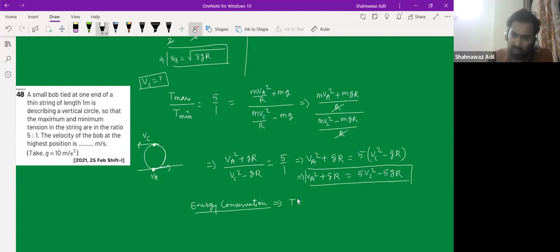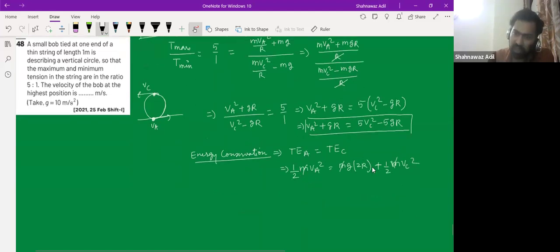So total energy at A would be equal to total energy at C. At A you only have kinetic energy, half m vA square. At C you have mg times 2r plus half m vC square, right? So m and m you can cancel.